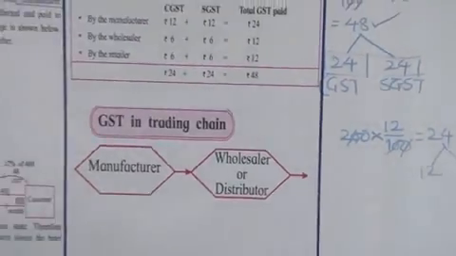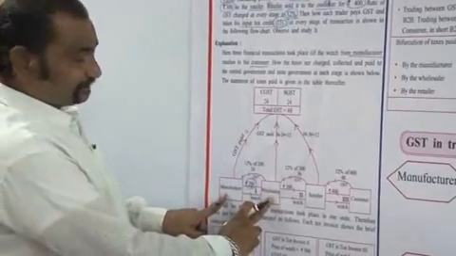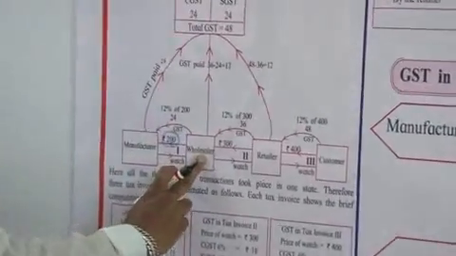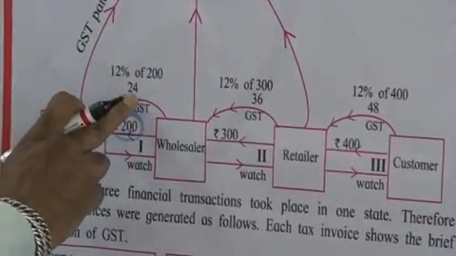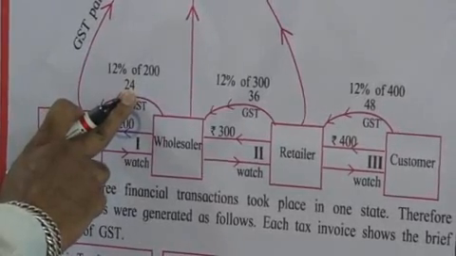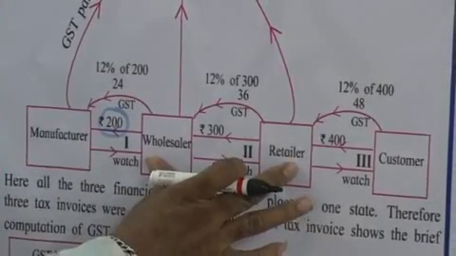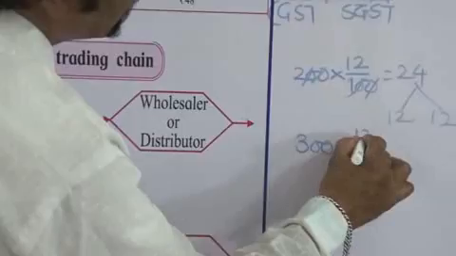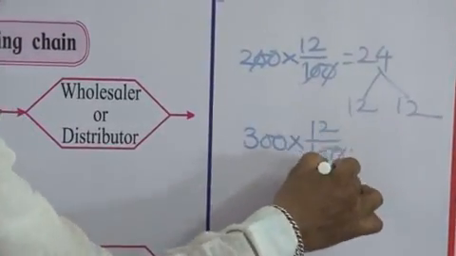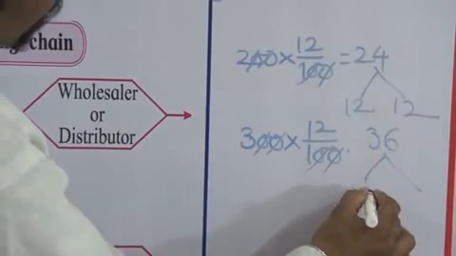Here, first thing, business to business, B to B, manufacturer to wholesaler. The cost of the watch is 200 rupees. The rate is 12%. Therefore, GST charged is 24 rupees. Now the second party, wholesaler to retailer, and the same watch is now 300 rupees. That 300 rupees is charged GST at 12%. Again 12 3s are 36, that is 18 rupees each.